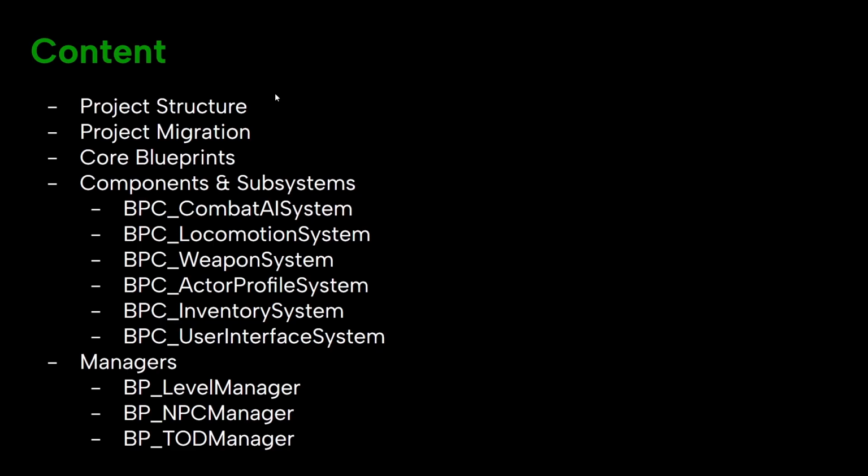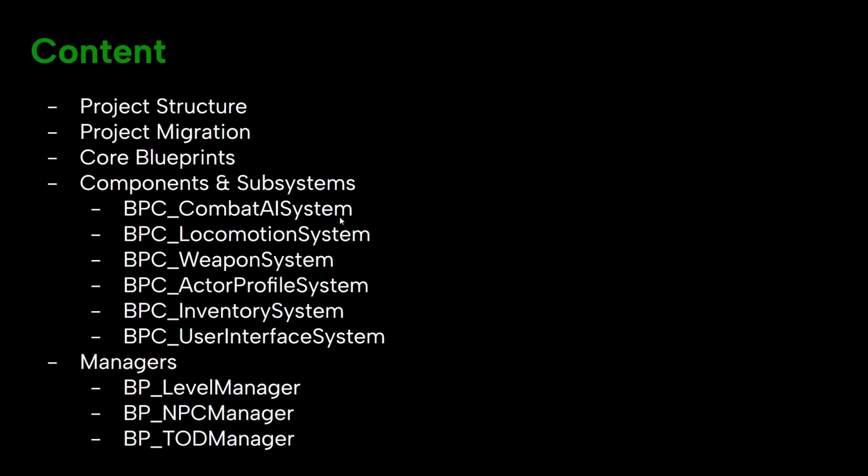So the content is as follows. First, we are going to discuss its project structure very briefly, and we are going to migrate Combat AI system to your own project, and then we'll go in depth about its core blueprints and implementations. After that, we are going to move on to its main components and subsystems. We have 6 different subsystems within our Combat AI system. Each has been implemented as a dedicated actor component that is easily pluggable and configurable.